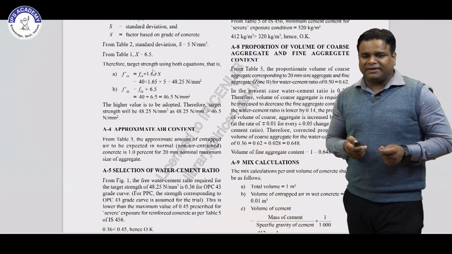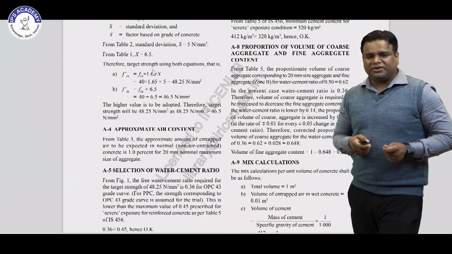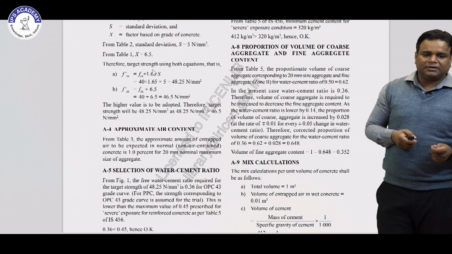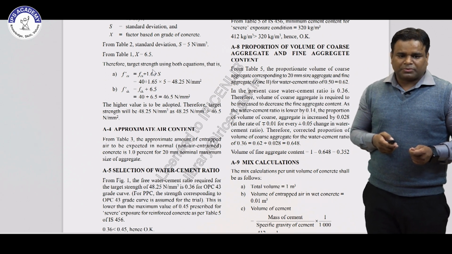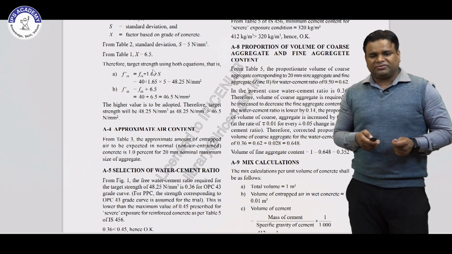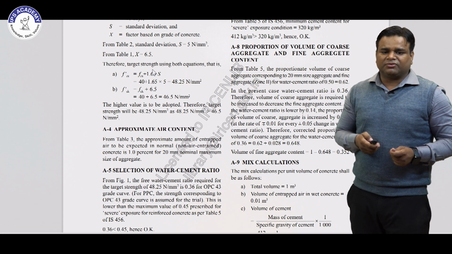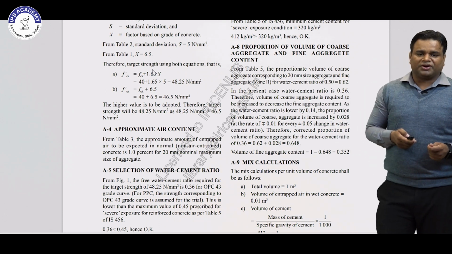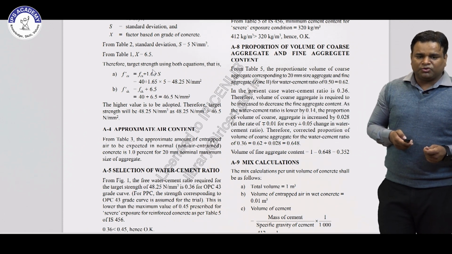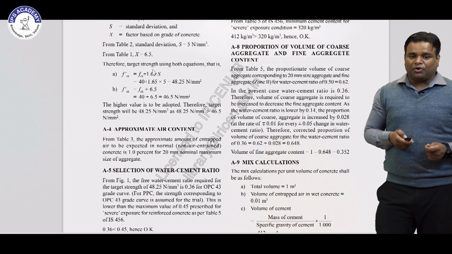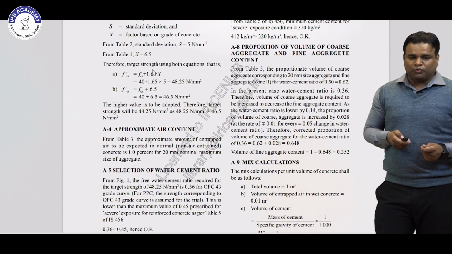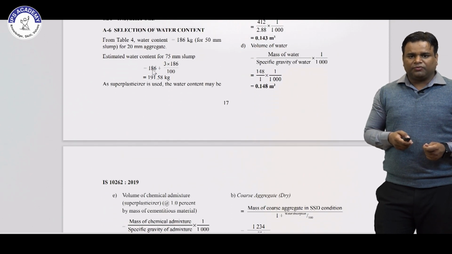So the volume of fine aggregate content is 1 minus 0.648, so we get the volume of fine aggregate content as 0.352. Then the last step is mix calculation. So the mix calculation per unit volume of concrete: total volume is 1 meter cube, and the volume of entrapped air in wet concrete is 0.01 meter cube, as we have seen.